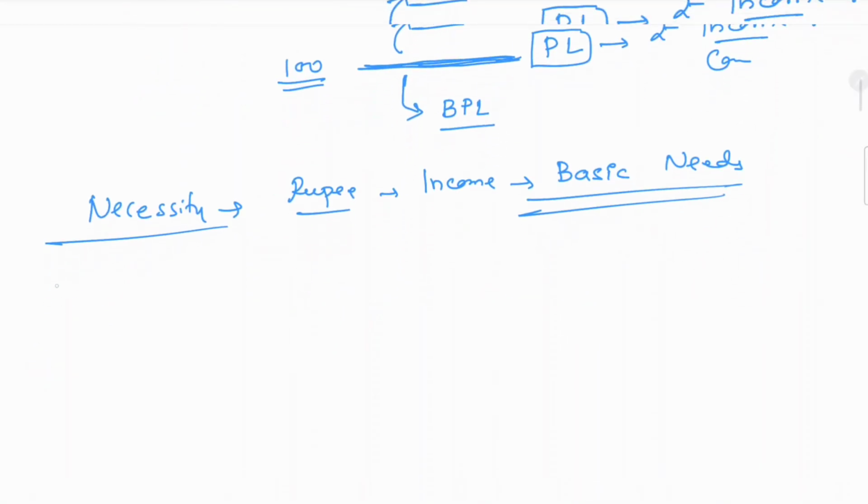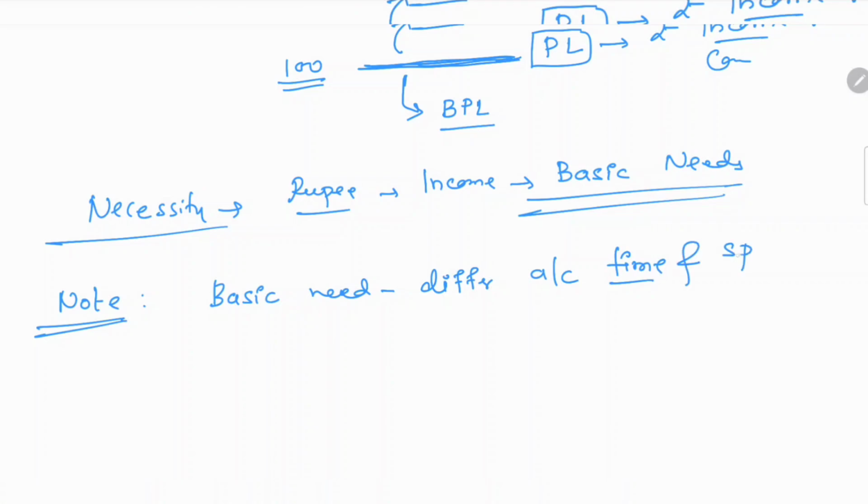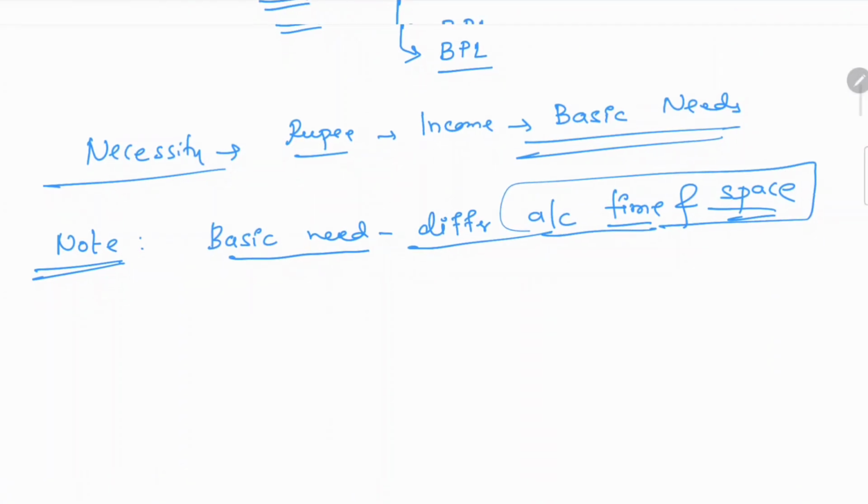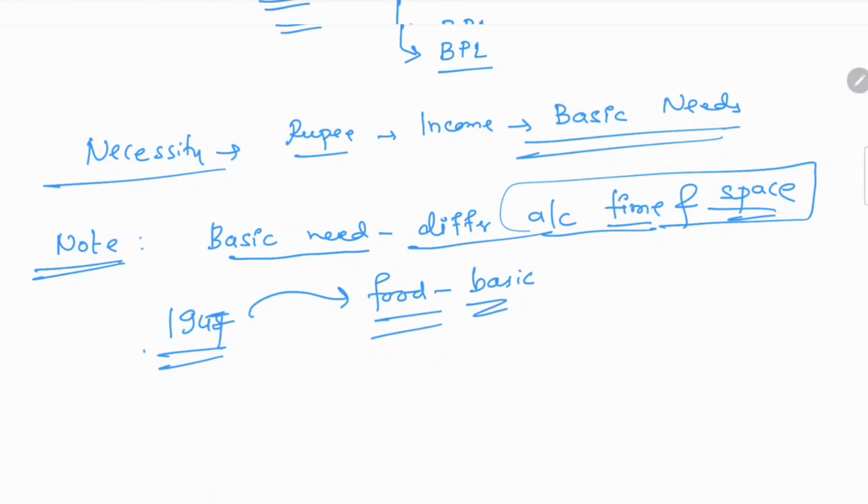And remember one important thing, that this poverty line, or you can say the basic needs, will differ across time and space. So let me give you one simple example of how the basic needs will differ across time and space. Just go back to 1947 when India got its independence. At that time, food was our basic need. Of course, even today it is a basic need, and we should be happy that India has fulfilled the basic need of food to a very large extent.